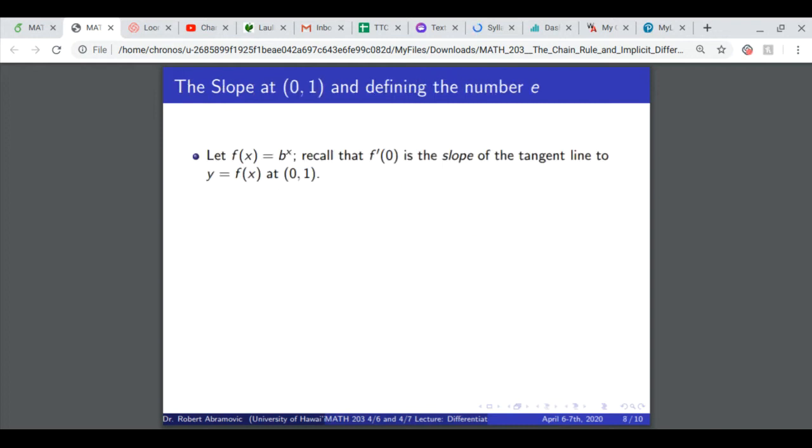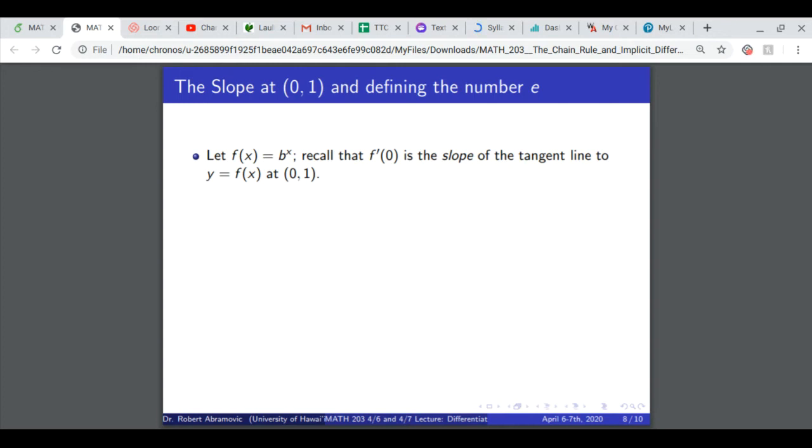The slope at 0, 1, and defining the number e. Now that we've reviewed the laws of exponents, we're going to discuss how to differentiate the exponential function. To differentiate the exponential function, notice I said the word the, not an exponential function, we need to define what we mean by the exponential function. The exponential function means the base is e.